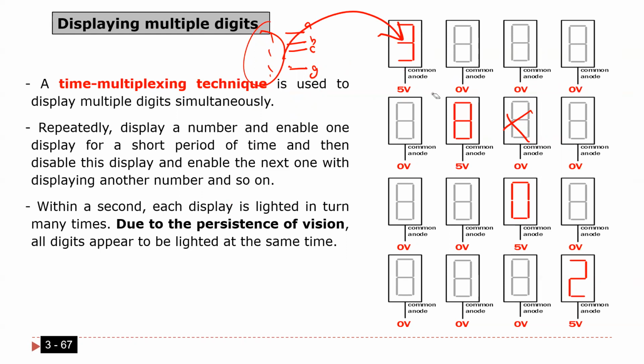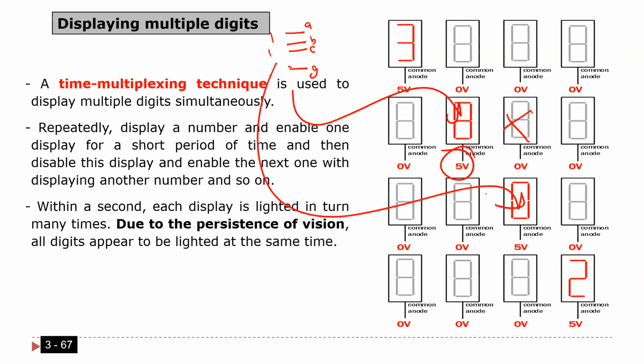Then I have to put 1s and 0s to display number 8, and also I have to enable this one, and then 0, and then enable this one, and then I have to put whatever is equivalent, and then you have a 2, and you have to enable this one, and you have to repeat it. Any questions?